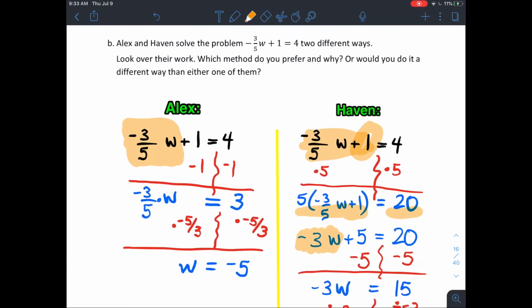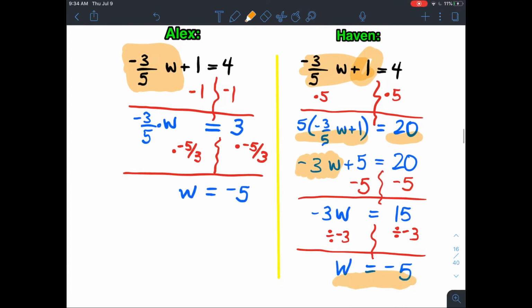Which method do you prefer, and why? Or would you do it a different way than either one of them did? Because I can think of a couple of additional ways that you might solve it as well.